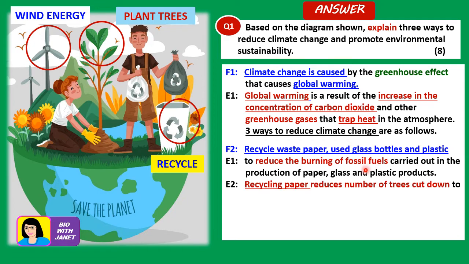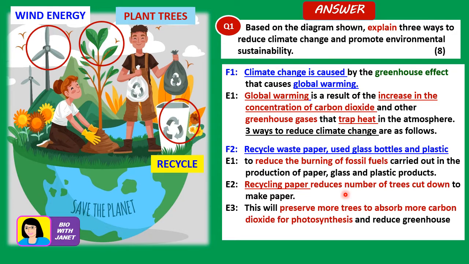Okay, and then secondly, recycling paper reduces the number of trees cut down to make paper, right? So if we recycle the paper, it means that we don't need to cut down so many trees to make paper from scratch. Okay, then these trees will be preserved. So this will preserve more trees. The word more must be added in, to absorb more carbon dioxide for photosynthesis. So the carbon dioxide concentration in the air will decrease, and this will reduce the greenhouse effect.